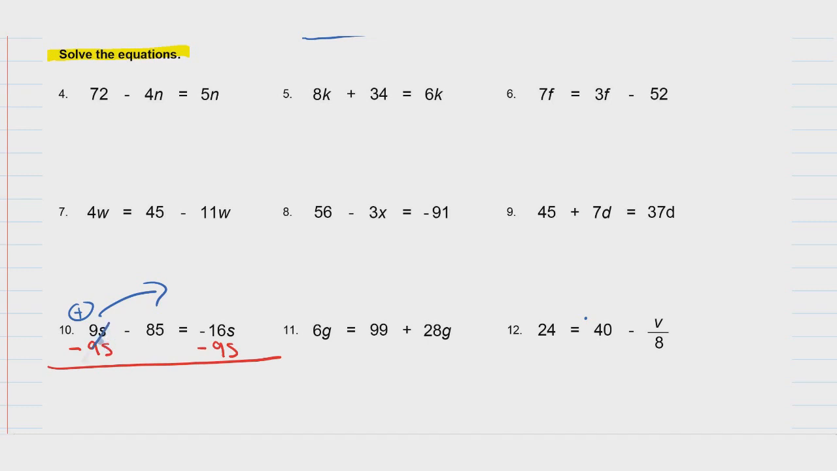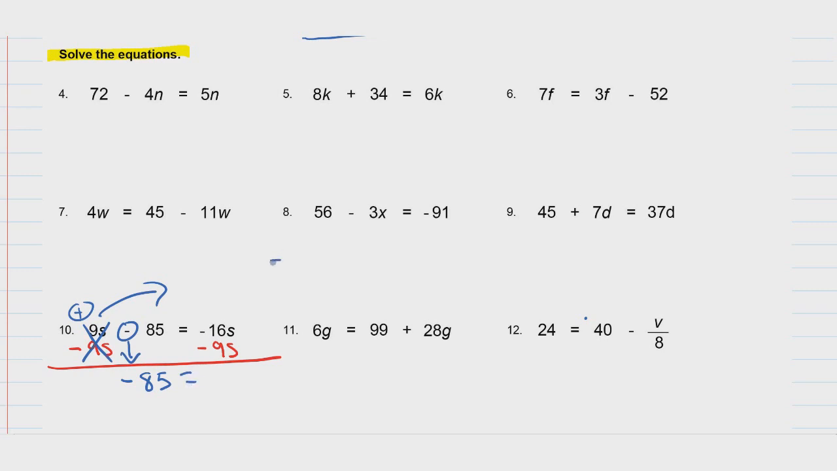9s minus 9s is 0, so they're gone. And you're left with negative 85. Yes, this is a negative. It's a minus sign, and minus and a negative are really the same thing. So you cannot forget this minus or this negative sign. So you have a negative 85.